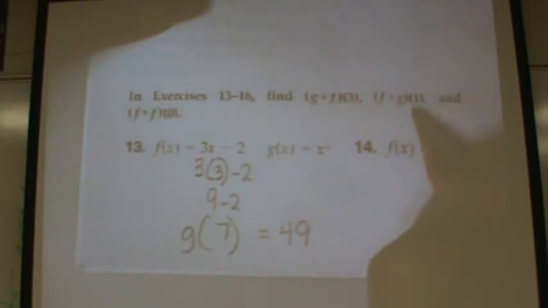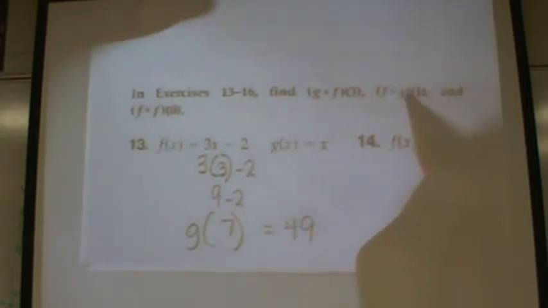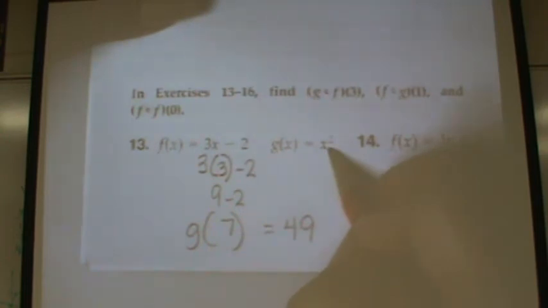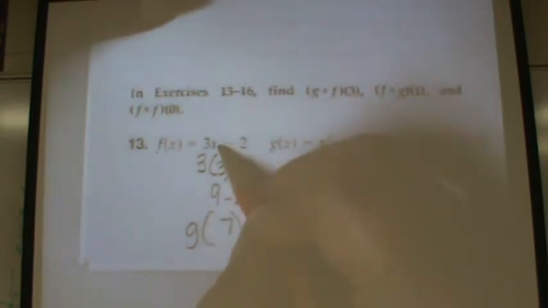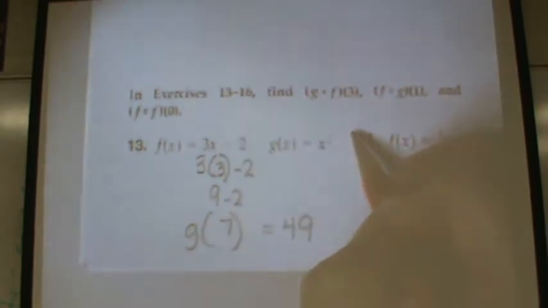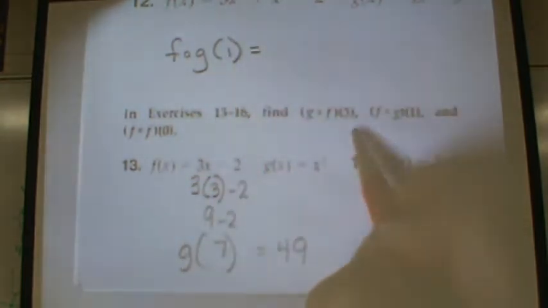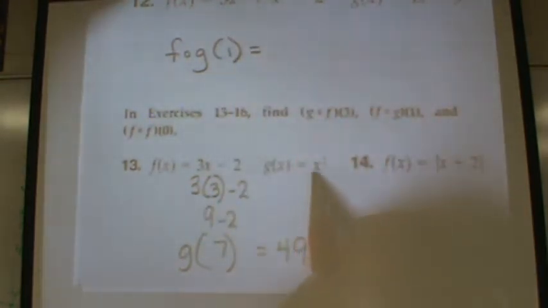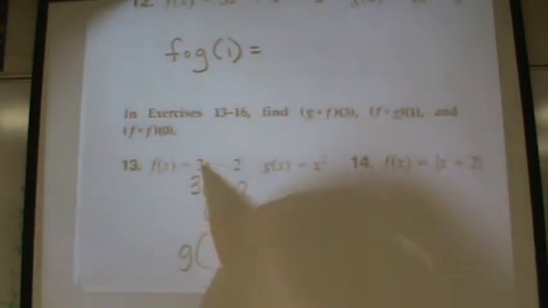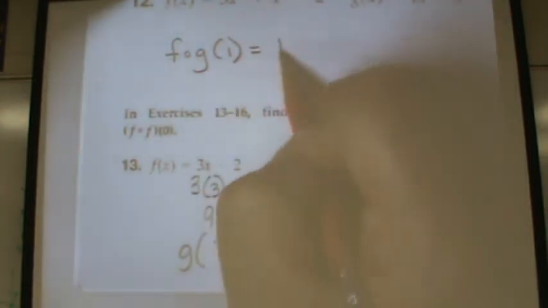For the second one, they want you to plug 1 into g. So if you put 1 in here, 1 squared is 1. And then that answer goes in here. So 3 times 1 is 3, and 3 minus 2 is 1. Okay, so for this one, if you did f of g of 1, you're going to plug 1 into the g function. So that'll give you a 1. And then you plug 1 in here. 3 times 1 is 3. 3 minus 2 is 1.